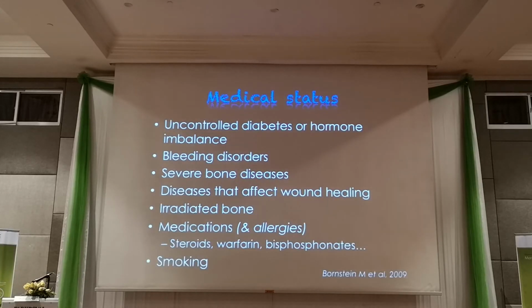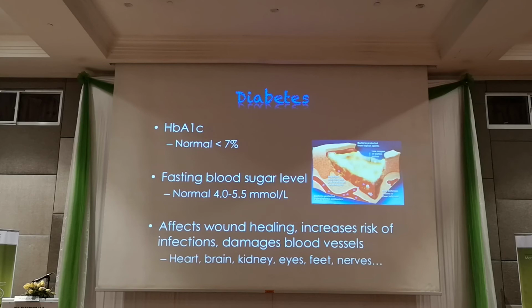So medical status, very important. These are the several 6-7 classifications that I just briefly want you to know about. Because we need to understand how it works. So we have hormone issues or diabetes, bleeding disorders, bone problems, disease that affect wound healing, bone medication, and smoking. We talk about diabetes first. So very easy, in a broad nutshell, we use few factors to determine whether the patient has diabetes or not. Is fasting blood glucose, but something that is more accurate is the HbA1c.